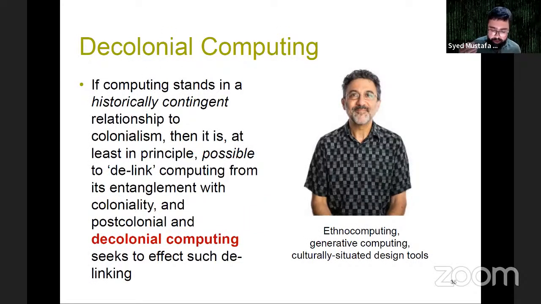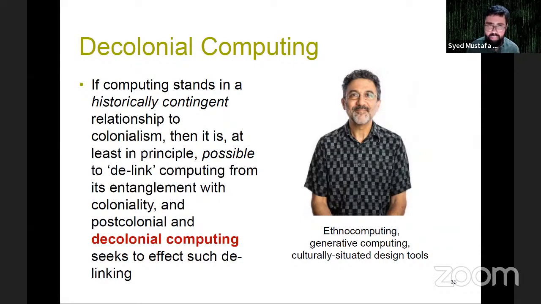Philosophically speaking, if computing stands in a historically contingent relationship to colonialism, then it is, at least in principle, possible to delink, that is, detach or disarticulate computing from its entanglement with coloniality. And proposals such as post-colonial and latterly decolonial computing seek to effect such delinking. In this connection, Ron Eglash, who's based at the University of Michigan, his work in ethnocomputing, generative computing, and the development of culturally situated design tools are all examples of how decolonial computing might be done along more positive lines.